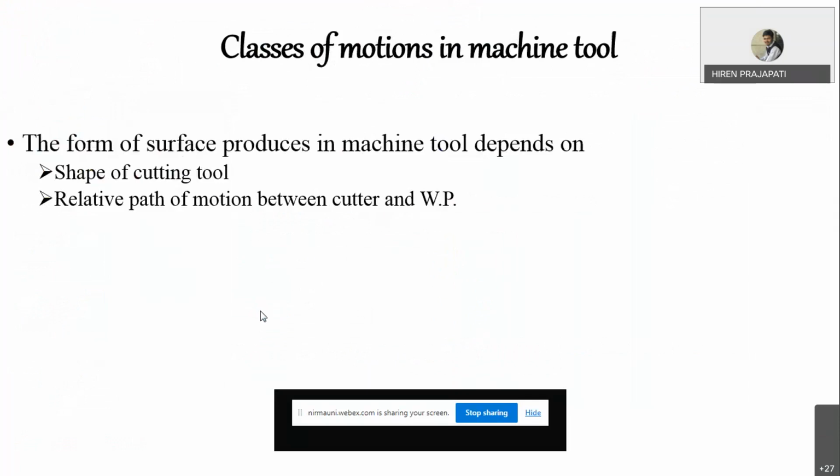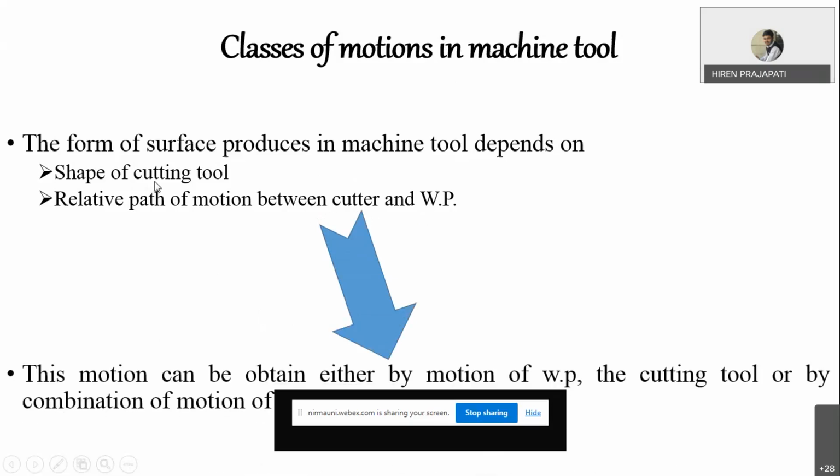So now, the classes of motions in machine tool. The form of surface produced in a machine tool depends mainly on two things. The product shape depends on mainly two things. One is the shape of the cutting tool itself, meaning the cutting tool which is removing material from the workpiece. Geometry of the cutting tool is important, and the second is the relative path of motion between cutter and workpiece. Now, drives are related to this second portion, the cutter and workpiece, right?